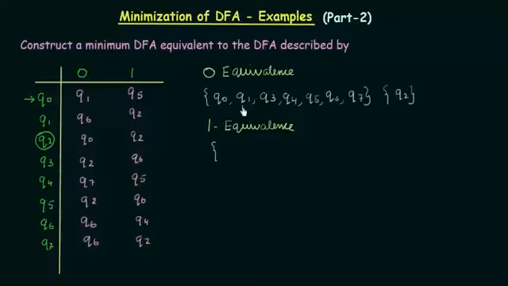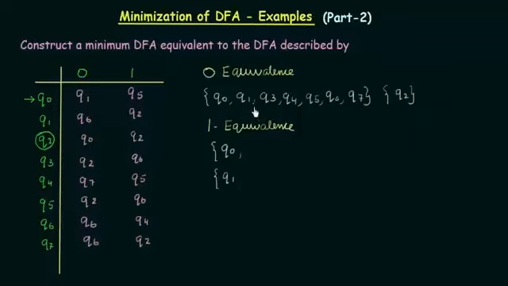Let me check Q0 and Q1. Q0 and Q1, on getting input 0, go to Q1 and Q6. Q1 and Q6 fall in the same set, so it is fine. And on getting input 1, where do they go? They go to Q5 and Q2. Q5 is in this set, but Q2 is in another set. So they cannot be 1 equivalent to each other. Q0 and Q1 cannot be 1 equivalent, so I'll make a separate set for Q1 over here.